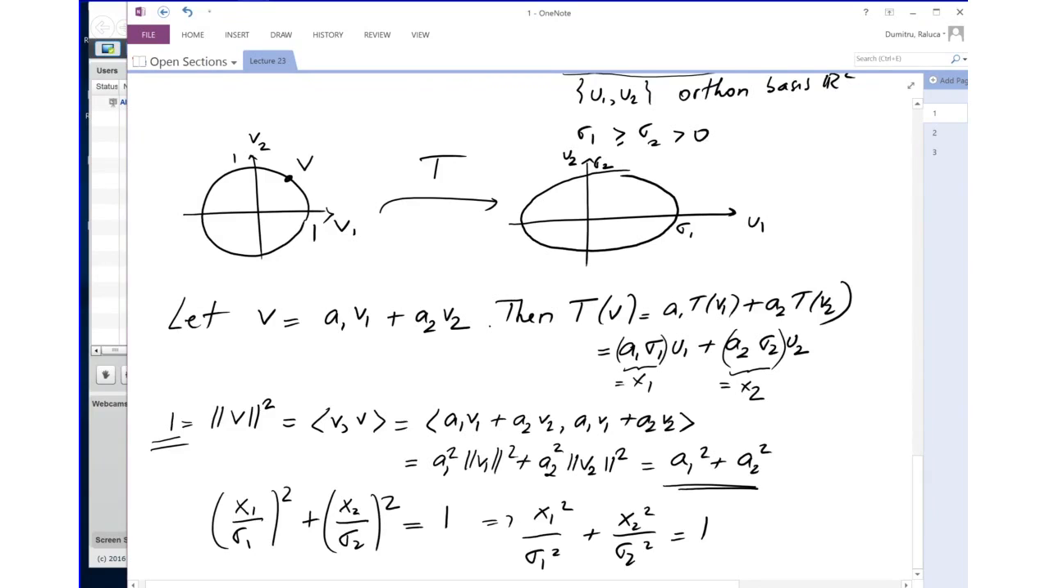When x2 is 0, x1 has to be sigma 1, right? When x1 is 0, x2 has to be sigma 2. So that's exactly what I was saying: the singular values determine the transformation of the unit circle through the operator, if you want to see that geometrically.